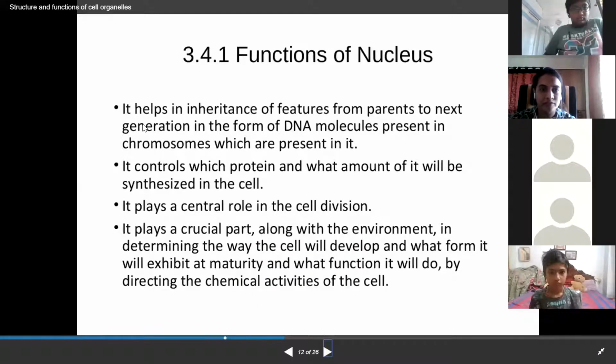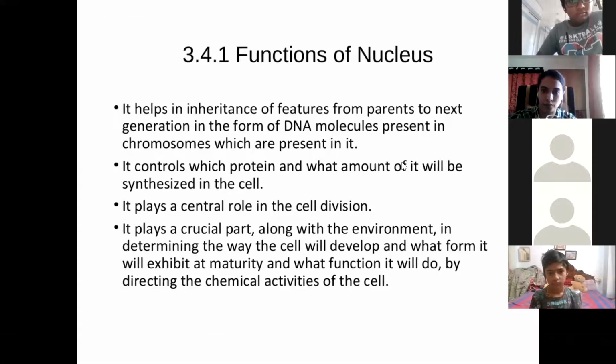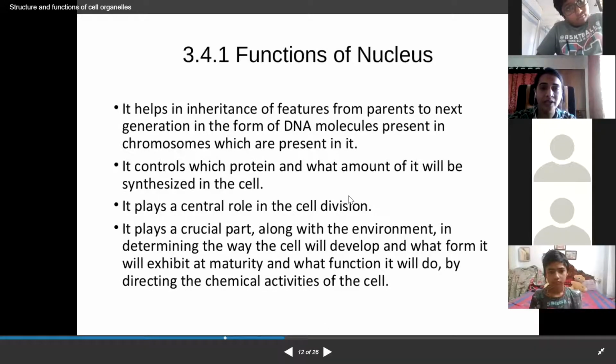So what does the nucleus do? It helps in inheriting features from the parents to the next generation in the form of DNA molecules, present in the chromosomes. Then it also controls which protein and what amount of that protein will be synthesized by the cell. It plays a major role in cell division and also a crucial part, along with the environment, in determining the way the cell will develop and what form it will exhibit at maturity. Right?